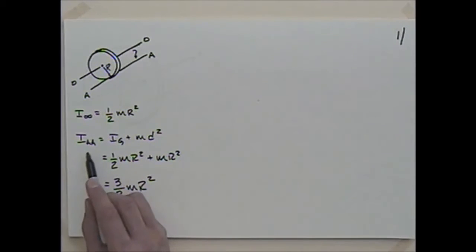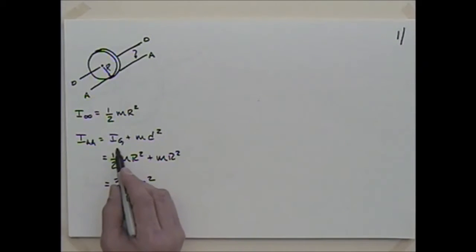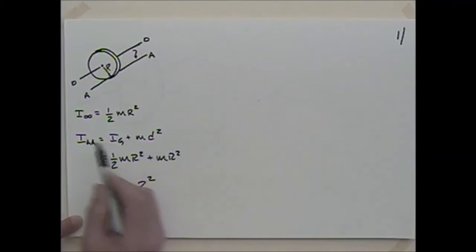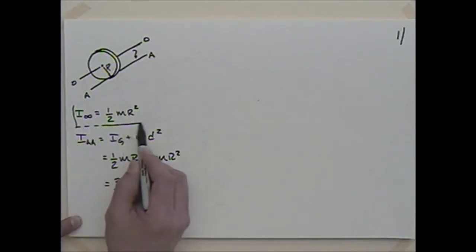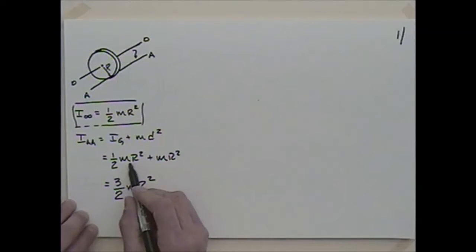So the moment of inertia about that axis AA, at the edge of this thing, would be the moment of inertia through the mass center. That term has to be through the mass center, plus the mass times the distance squared. You could then look up in a table the mass moment of inertia through the center. That's a fairly well-known value, 1/2 mr squared. So I plug that in there.